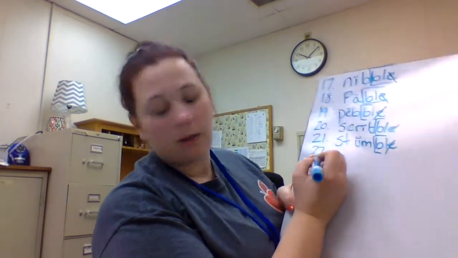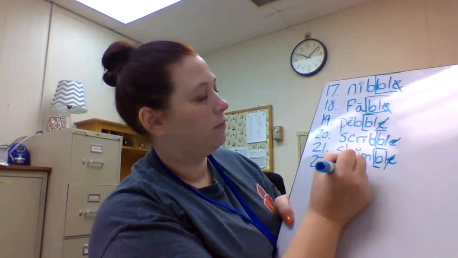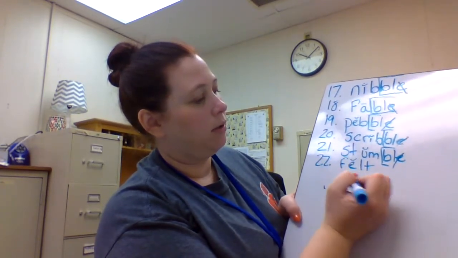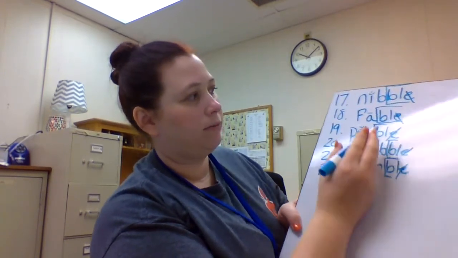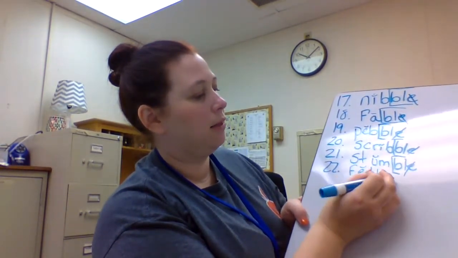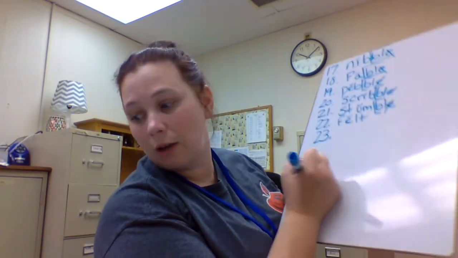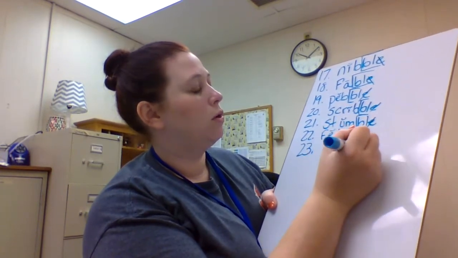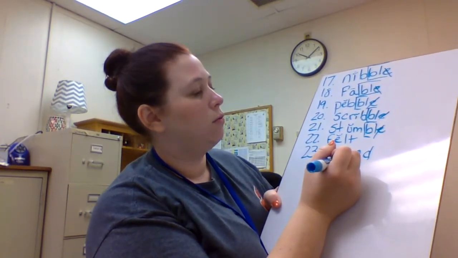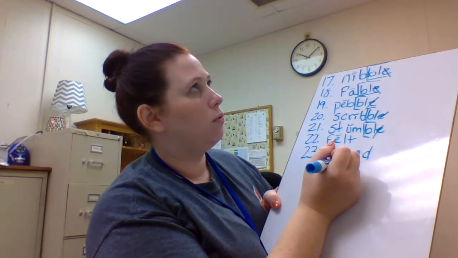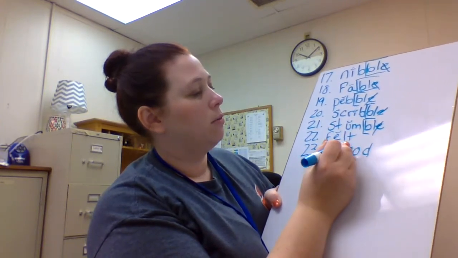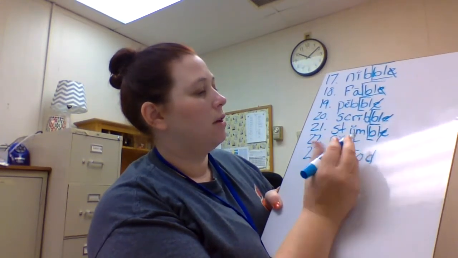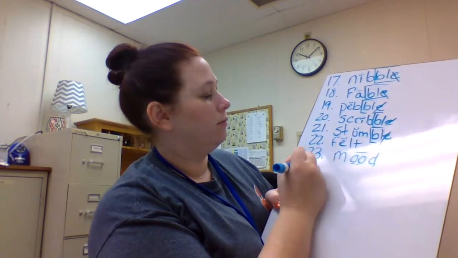22, felt. Here we have vowel consonant, so we're going to put breve there because we don't have any things added at the end of it. It's felt. We're going to sound out each of those sounds. Number 23, mood. We're going to put, that's the digraph. And it's mood.